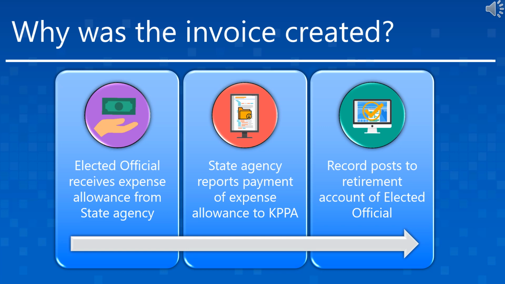The employing agency who receives this invoice is usually the county fiscal court or the county sheriff office if they report separately from the county fiscal court to the Kentucky Public Pensions Authority.